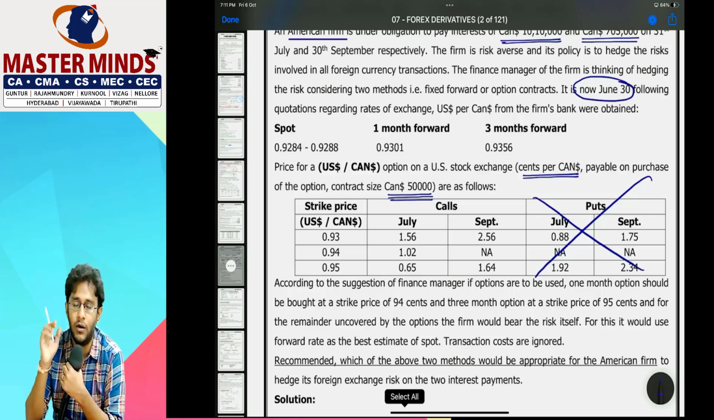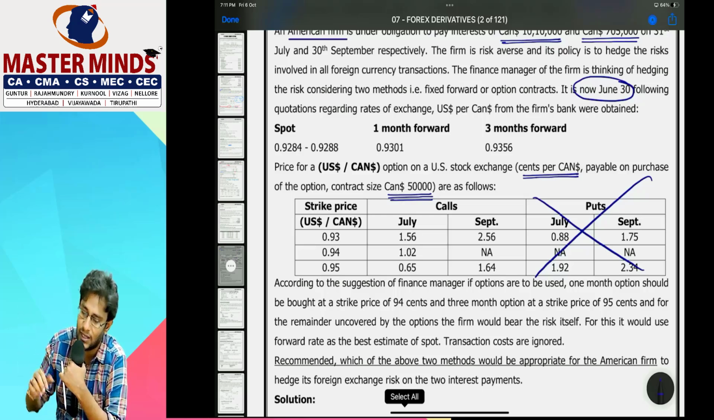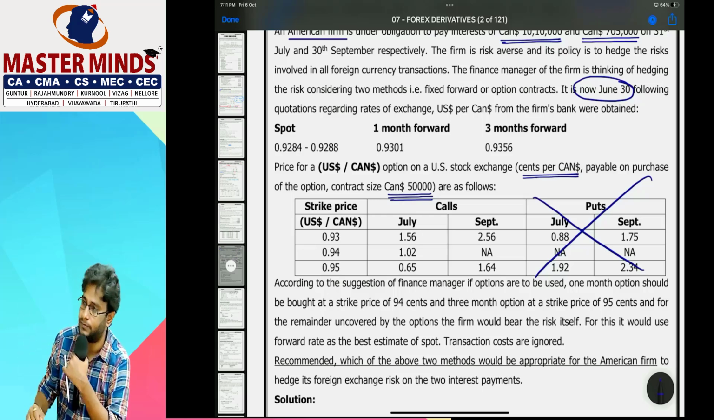Here, why are 2 columns given? Because I have a 1 month FC payable which is at the end of July, and a 3 months FC payable which is at the end of September. So I needed 2 calls now, so they have given 2 series. Sir, why are 3 strike prices given? That we have to see. Continue.